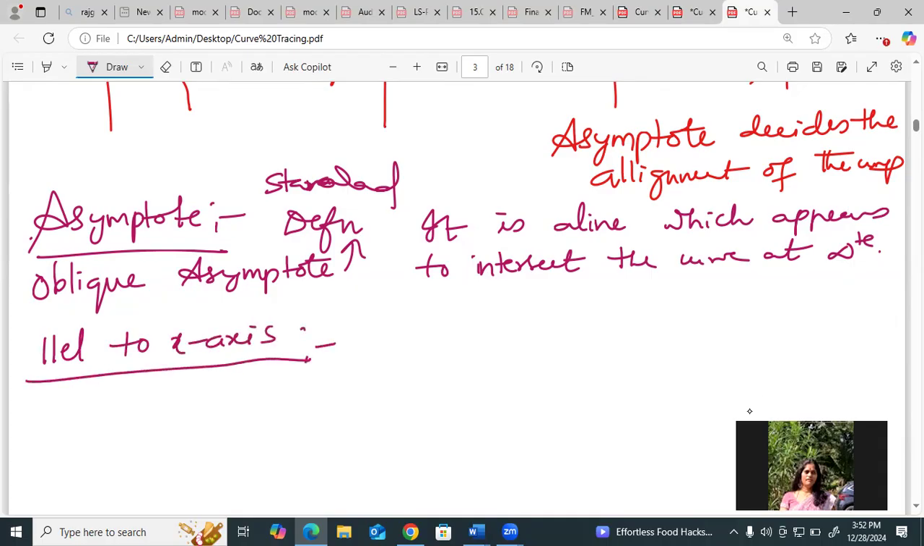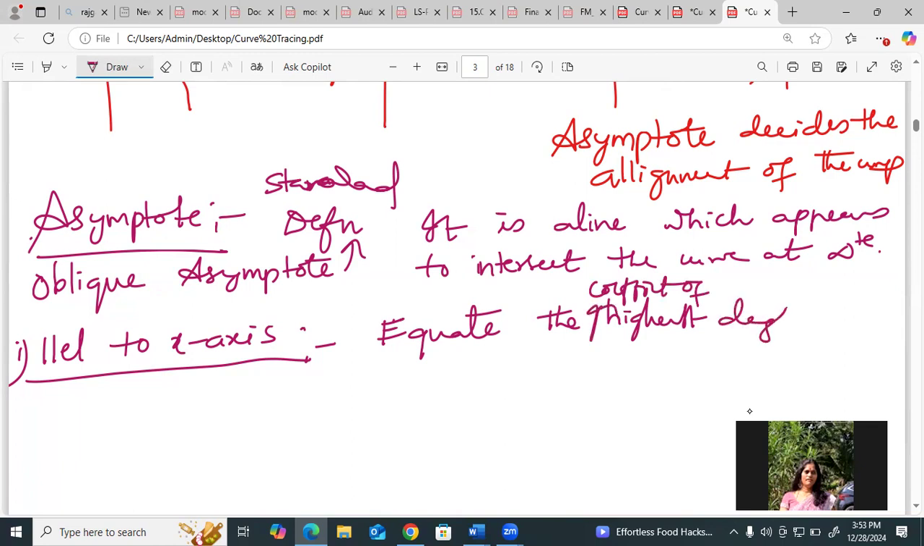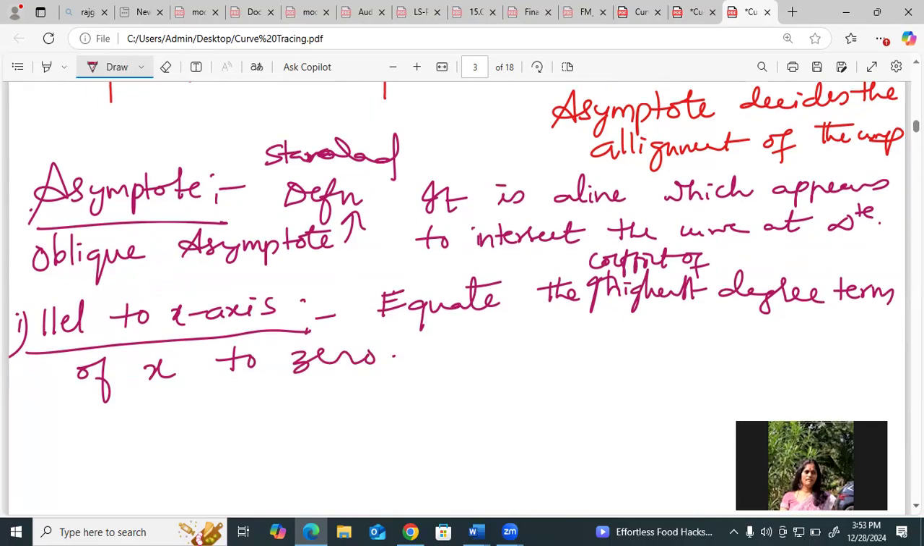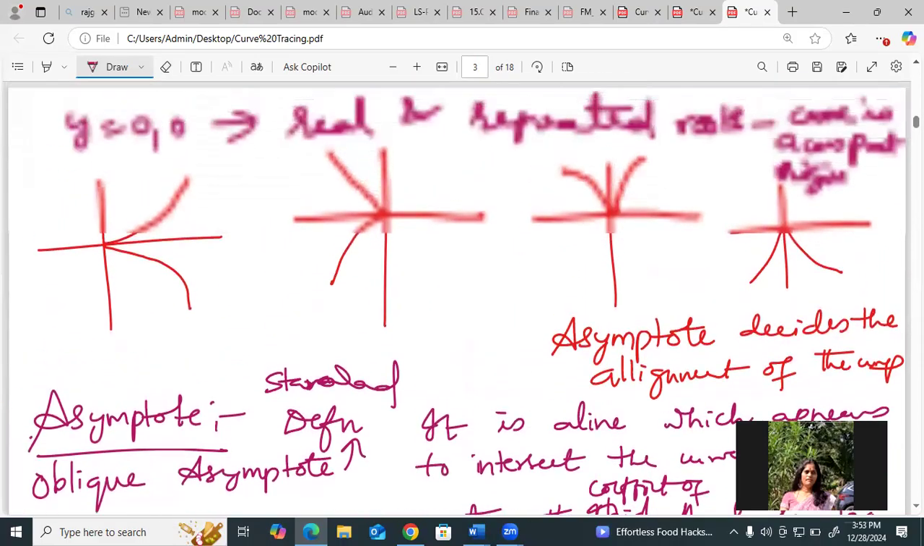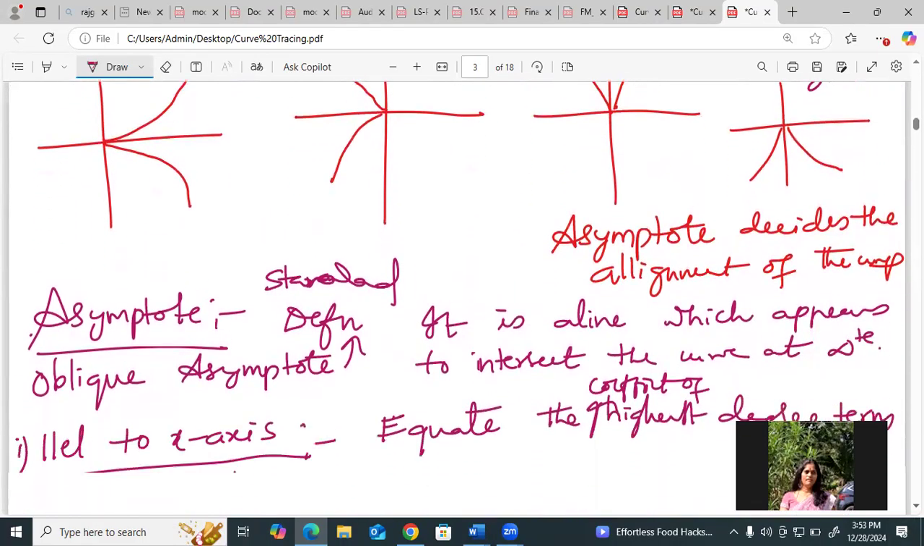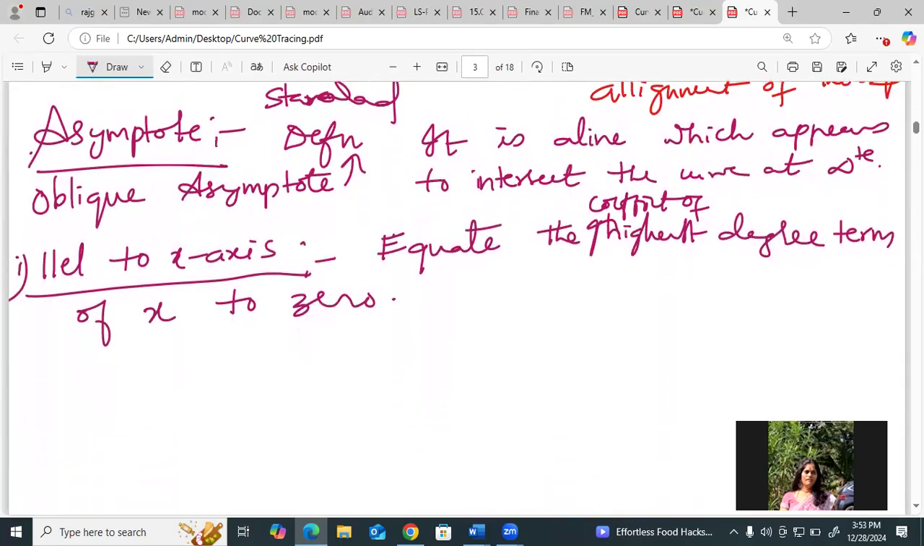How do I find it? For any asymptote, please remember, this is a shortcut: equate the coefficient of the highest degree term of x to 0 for an asymptote parallel to the x-axis. Now, let me consider this equation: y square into 2a minus x is equal to x cube.